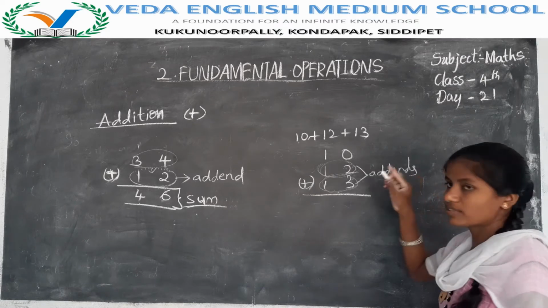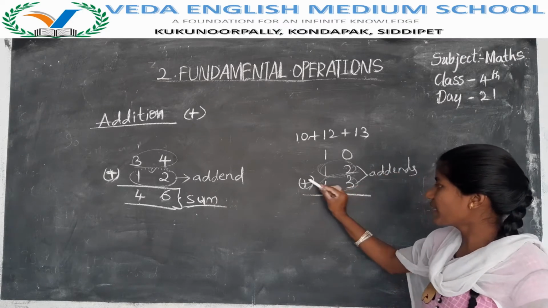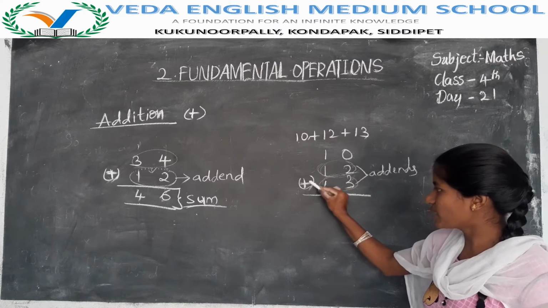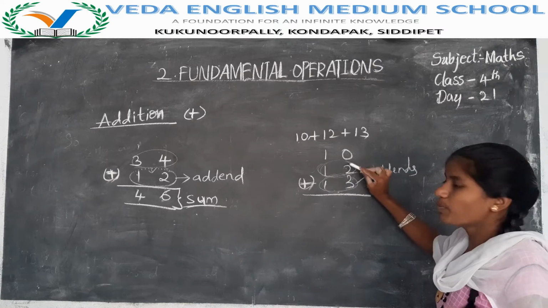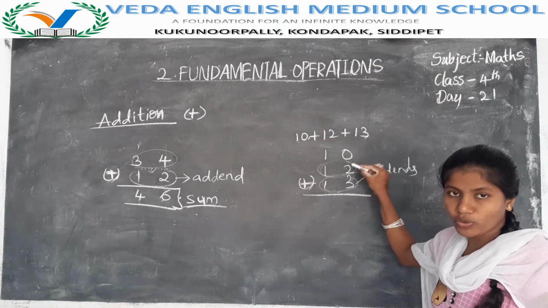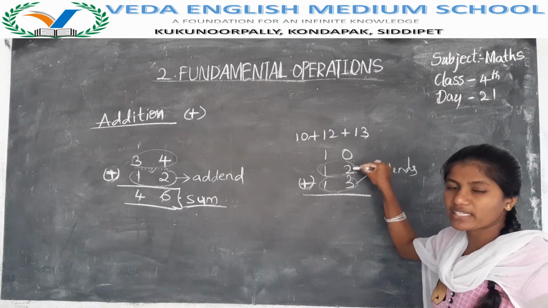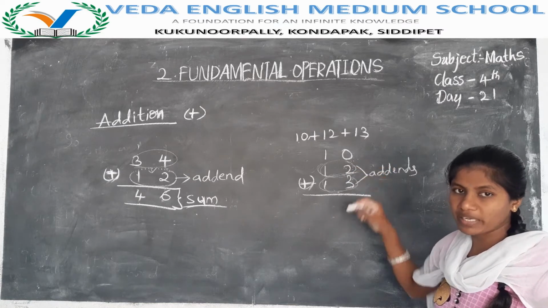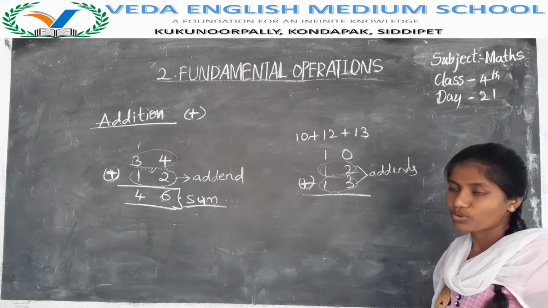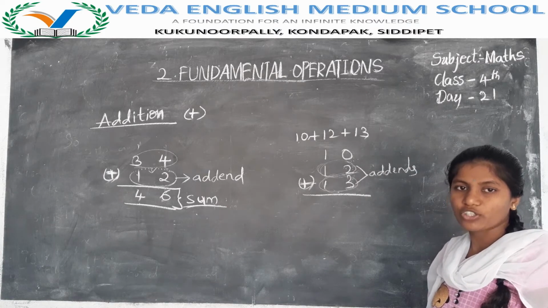Addends. Okay, here we are finding addition, so this symbol we have to use. It is called plus. Next, add these numbers. 0 plus 2. If you add 0 to any number or any number to 0, you will get the same number as the answer. ఏదైనా నెంబర్ కి 0 ని యాడ్ చేసినా, 0 కి ఏదైనా నెంబర్ ని యాడ్ చేసినా, you will get the same number as the answer. So 0 plus 2 or 2 plus 0 is 2 only.